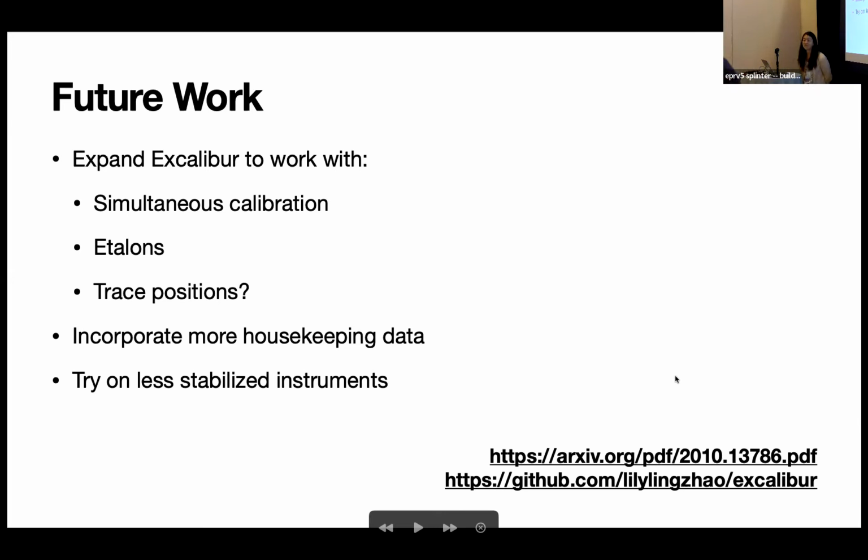Hi, great talk, Lily. I'm curious, as someone who knows very little about PCA or has never had a good opportunity to dive into PCA, does Excalibur take in any information on the uncertainty of the centroids of lines? And on top of that, are you ever worried about the PCA just overfitting at the end of the day?